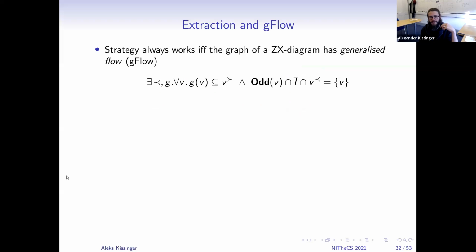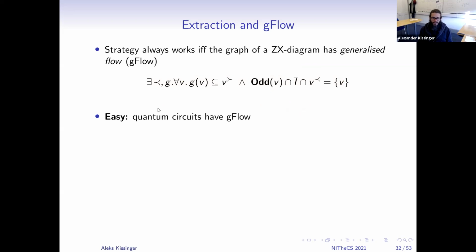This actually works exactly when your graph has this property called generalized flow. I'm not going to explain what this nasty looking formula means, but it's basically some graph theoretic property that you can check efficiently, and if you have it, then you can extract circuits from a graph.